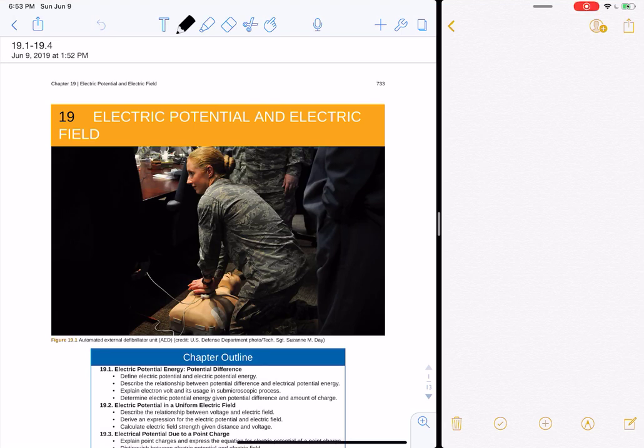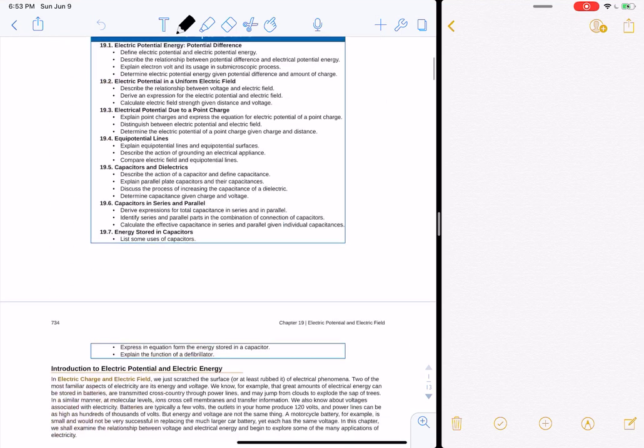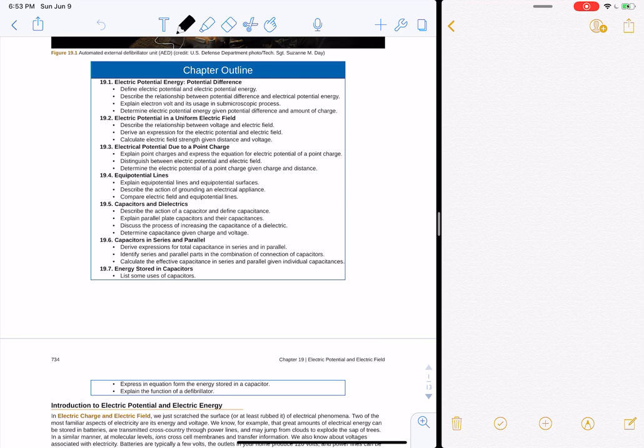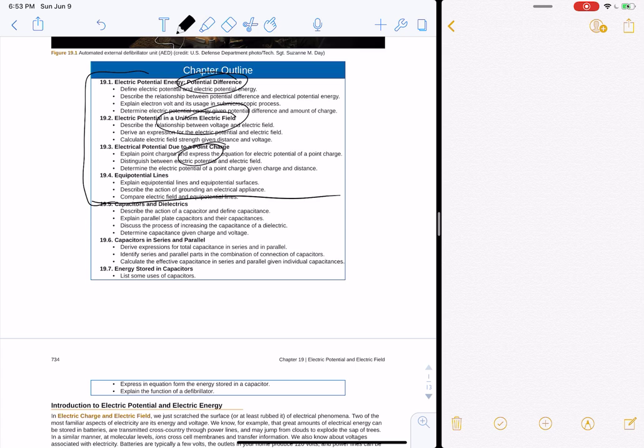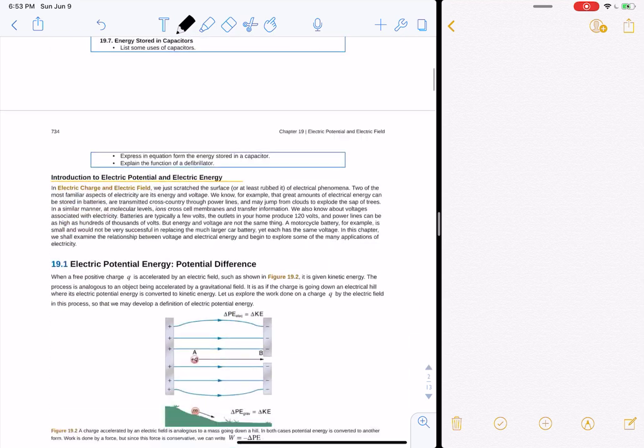Okay, now we're moving on to Chapter 19, Electric Potential and Electric Field. So we're going to cover Chapters 19.1 to 19.4. We're going to discuss the electric potential, which is related to potential difference, how that relates to a uniform electric field, what kind of potential is generated by a point charge, and also the equipotential lines that are generated by a point particle.